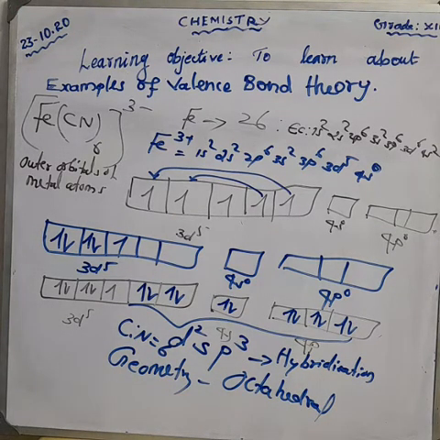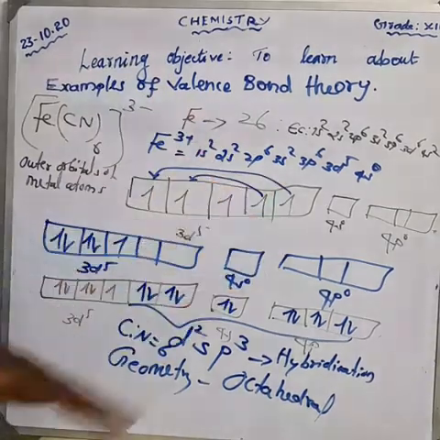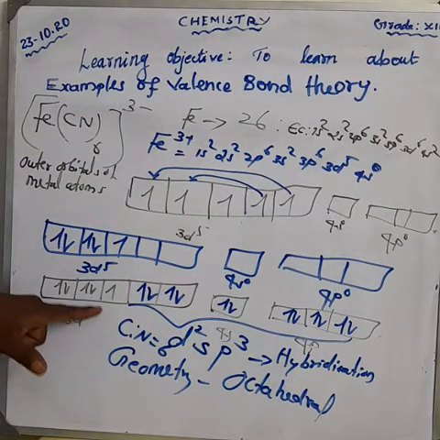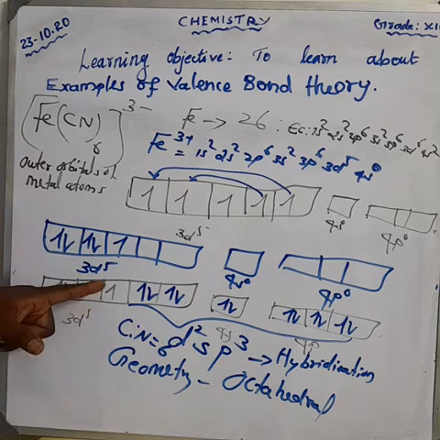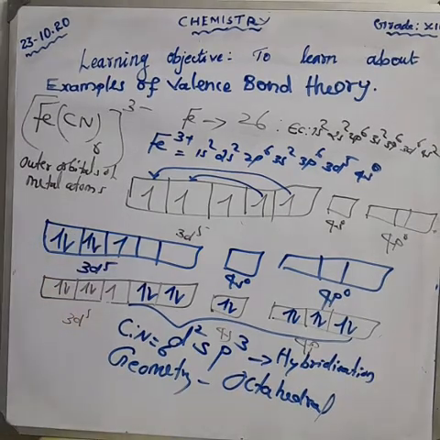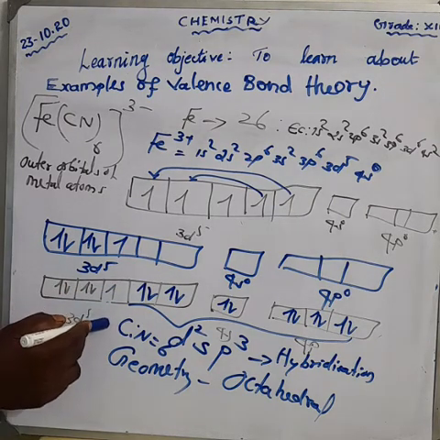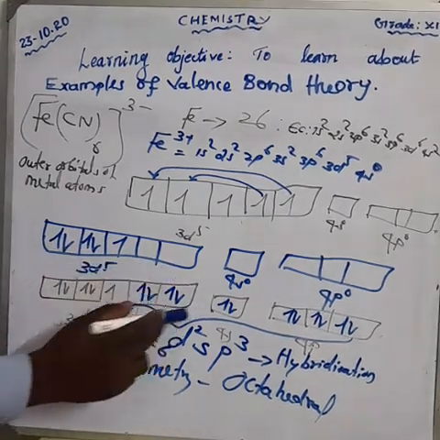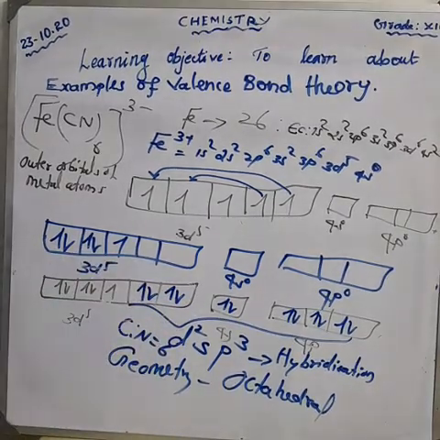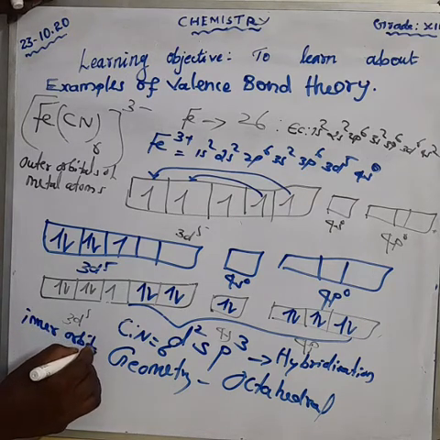Here, one of the important points: in this complex, the inner d orbitals are involved in hybridization, and hence the complex is called an inner orbital complex. Inner d orbitals are involved in the hybridization, and hence the complex is called inner orbital complex.